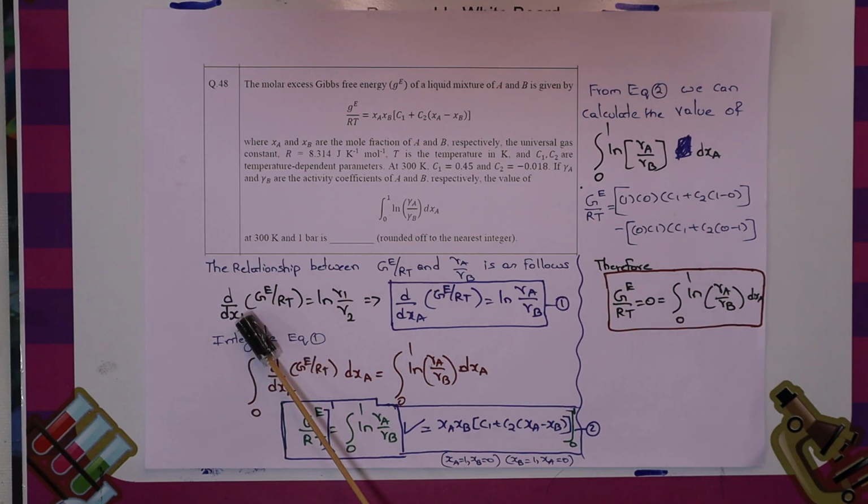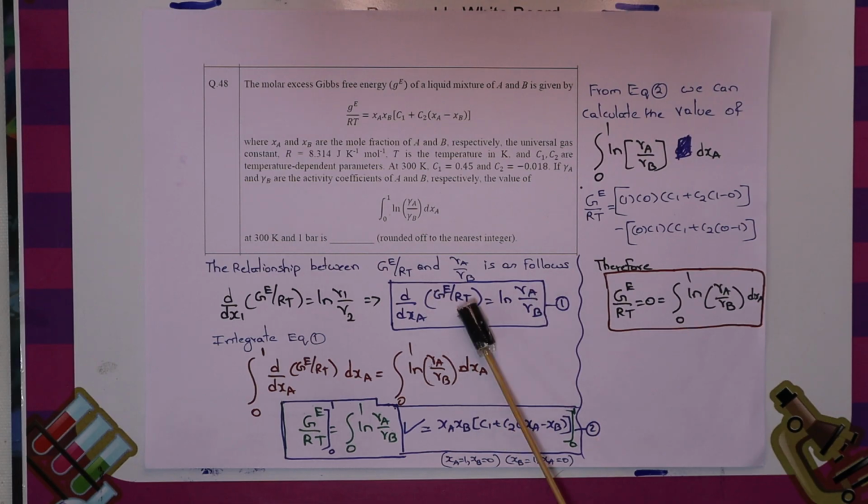It is given with respect to 1. If you change it, because here we take x1 as XA in this question, then d/dXA of GE/RT is nothing but ln(γA/γB). Components 1 and 2 are nothing but components A and B. So let us go ahead. What are we supposed to calculate? The integral from 0 to 1.